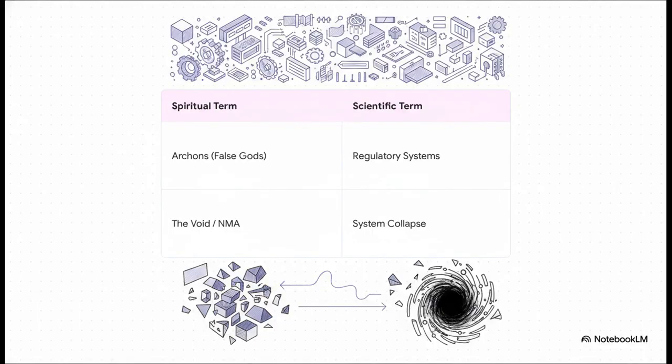Let's make this totally concrete. Take the ancient Gnostics. They talked about archons, or false gods, that create rules and constraints in the world. Sounds pretty mystical, right? But with an overlay, you can see that archons map perfectly onto what modern science calls regulatory systems, the rules that govern a system. Or their idea of the void, that's a perfect match for system collapse. You see? These aren't just loose stories. They're describing the exact same functional roles, just with a totally different alphabet.